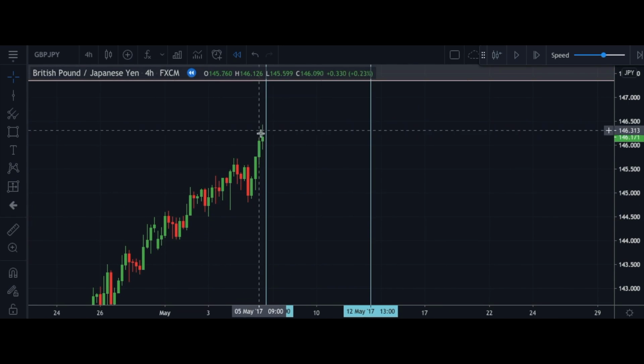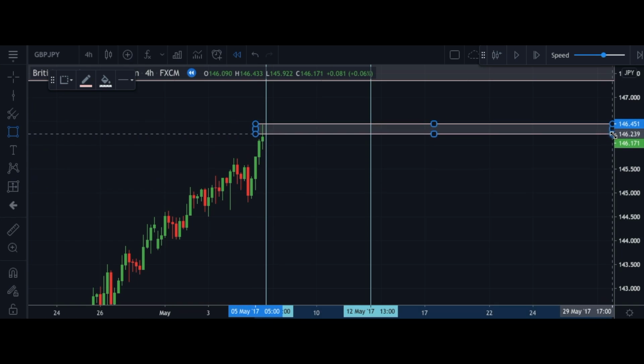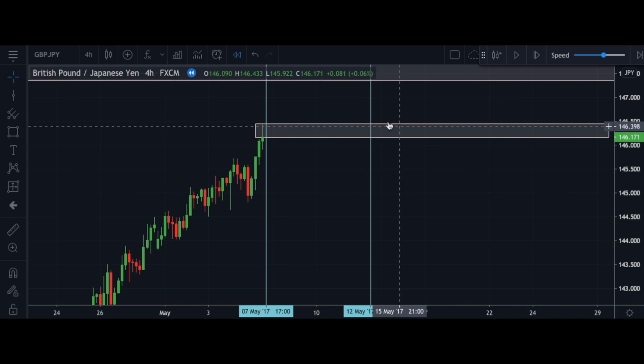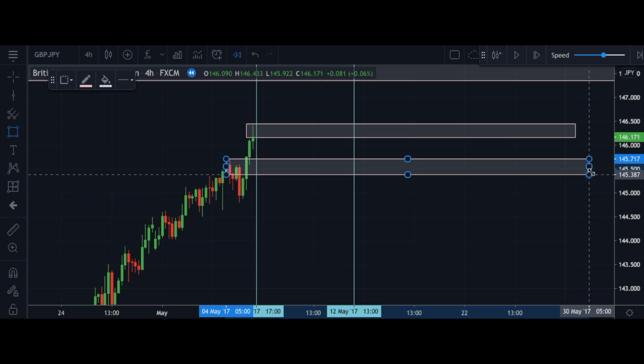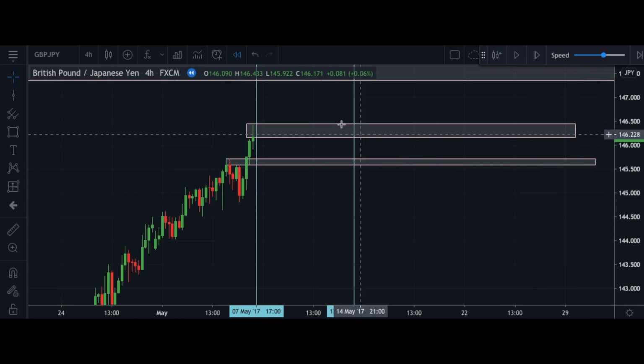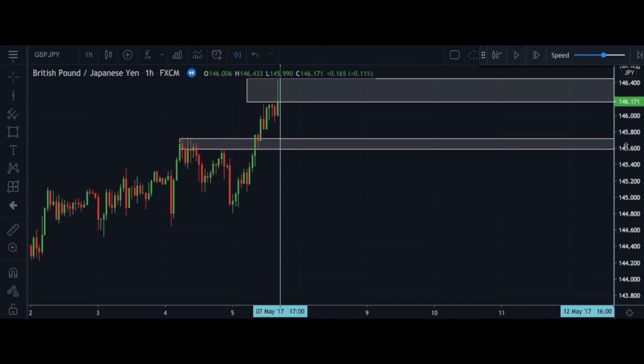I see that price did pull back in this area right before market close, so I'm going to draw a zone here because that's a more recent zone, and I see that there is a kind of a support zone down here. Okay, that's on the H4. Let's go to the H1, see what that looks like.